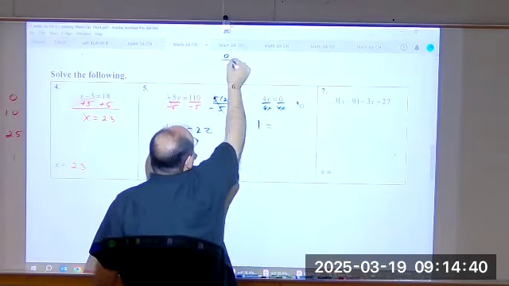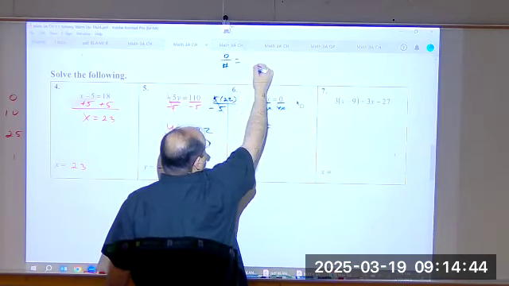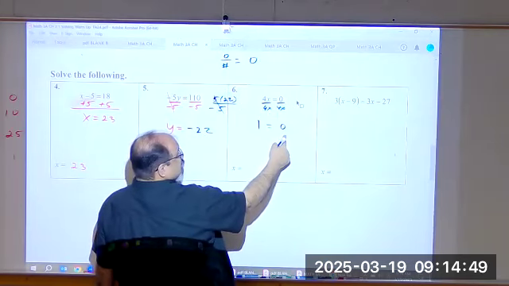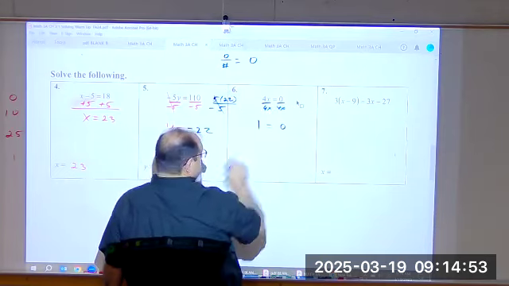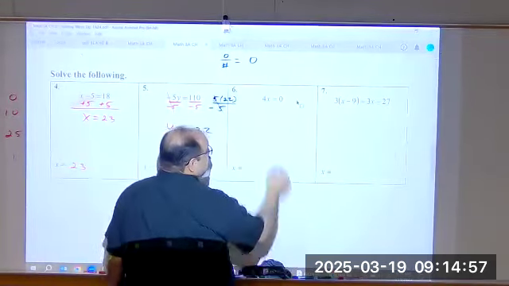What's 0 over a number? I even had it on the board when you took your test. 0 over 1 equals 0? I don't think so. But you're not supposed to divide by the x. We want to solve for x. So the only thing you're dividing by is the 4.